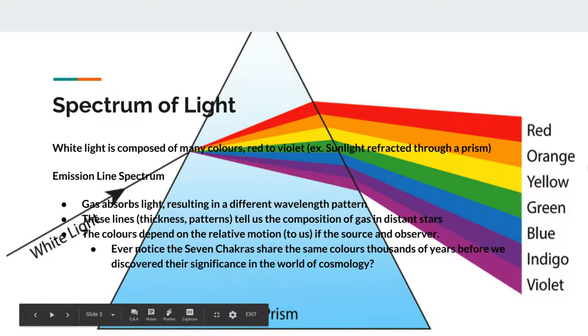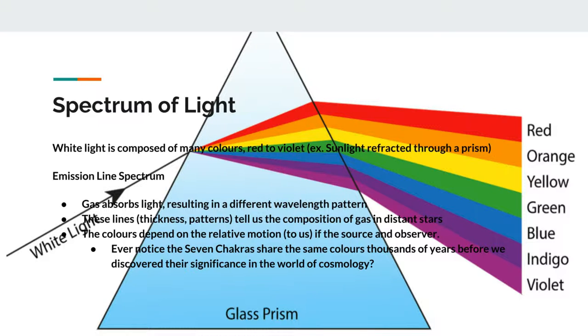And the black lines are what we would call emission line spectrum, so gas absorbing light, resulting in different wavelength patterns because, as stated before, matter does have its own wavelength. Light passing through matter also has a very unique pattern to it. It tells us the composition of gas in distant stars, so helium, hydrogen, gases that are primarily in stars. And the colors also depend on the relative motion to us of the source and the observer.